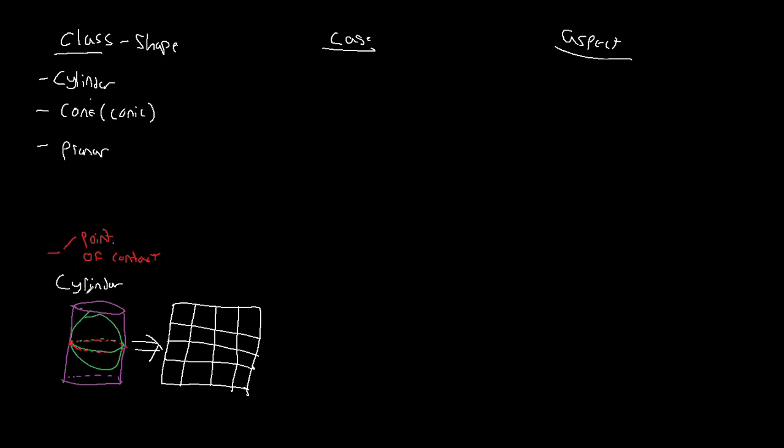So when you do a cylinder, you end up with straight lines for your lines of latitude and straight lines for your lines of longitude. Your meridians and parallels are straight, and they intersect at 90 degrees.